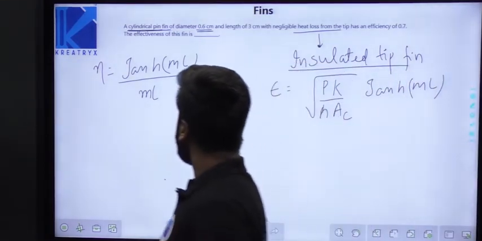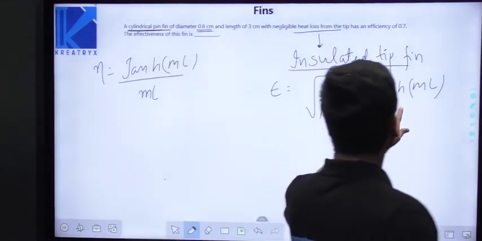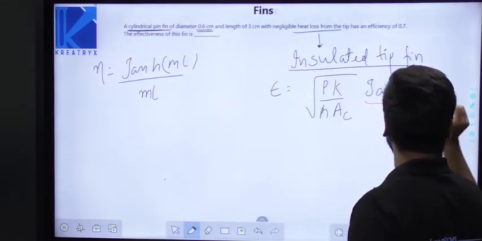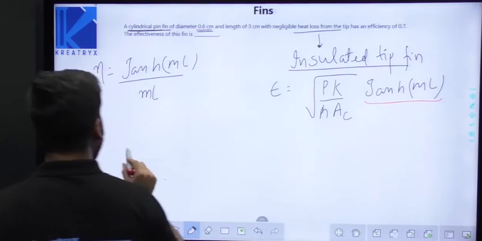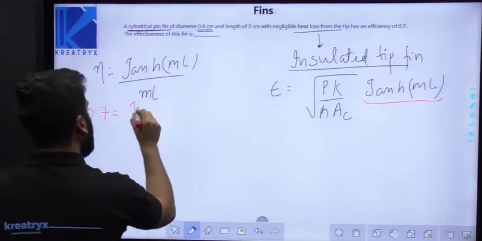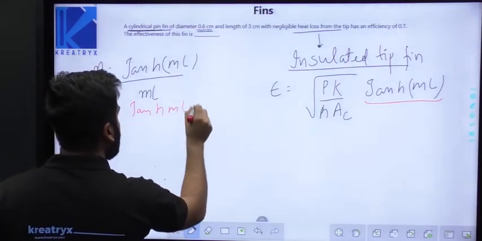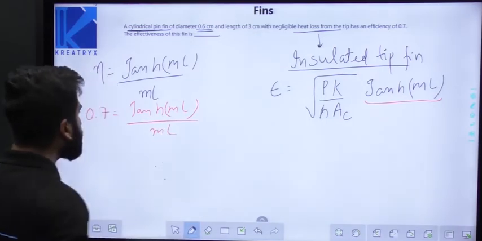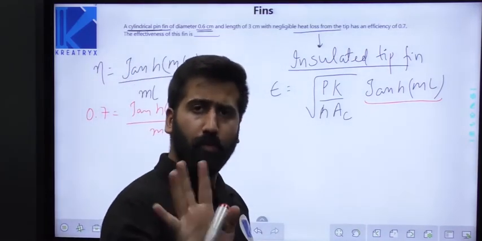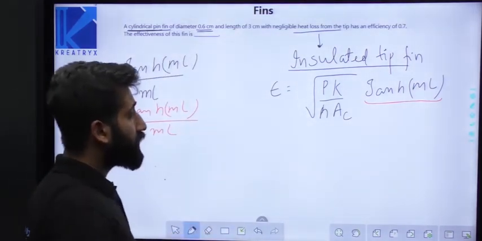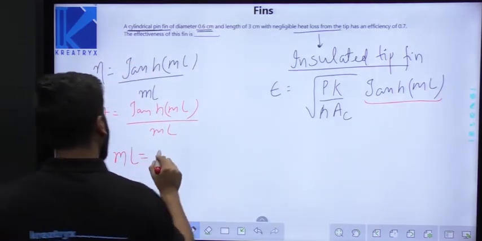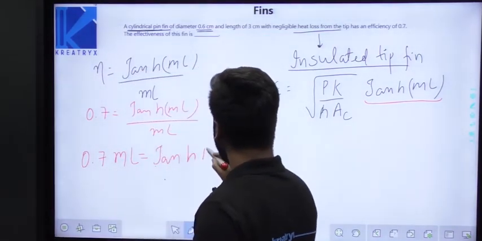Now actually I have to find tanh(ml). This is the problem. But the value of efficiency is given to us, that is 0.7 equals tanh(ml) upon ml. So I can replace tanh(ml) with 0.7 ml, because I can actually put the formula of m, which will be equal to root hP by kAc. So 0.7 ml is equal to tanh(ml).